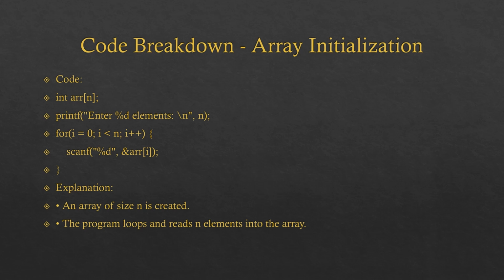Next, the program initializes an array to store the input values. It uses a for loop to iterate over the number of elements, asking the user to input each one. The values are stored in the array for further processing. This is a straightforward way to gather data for our program.